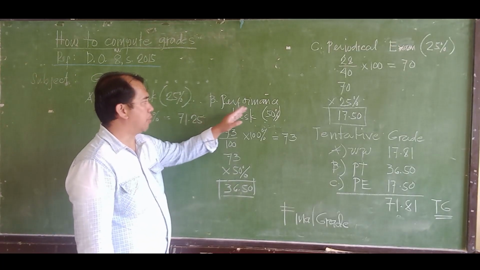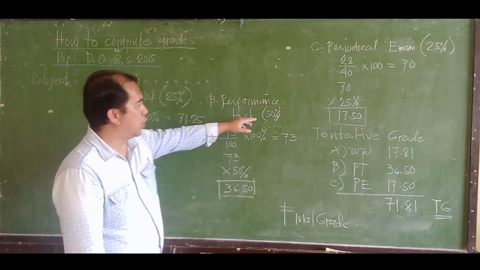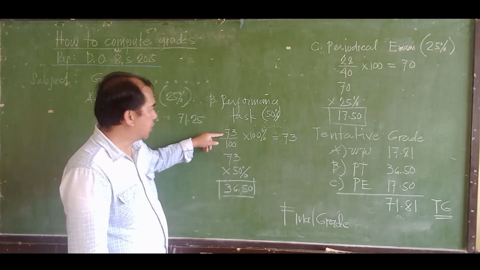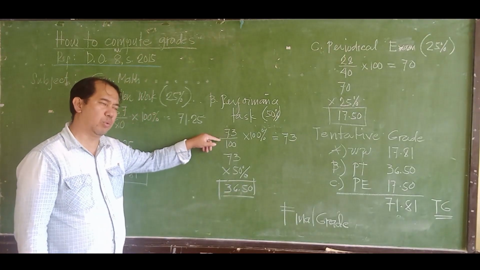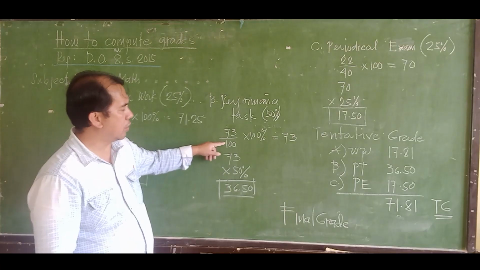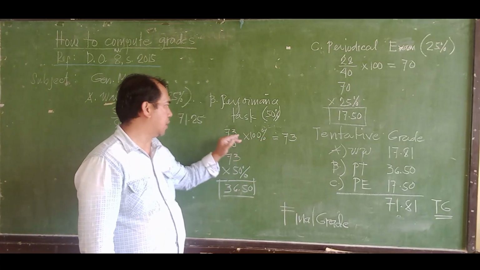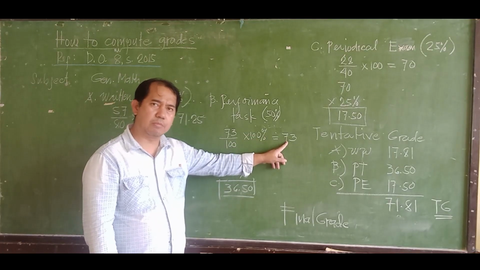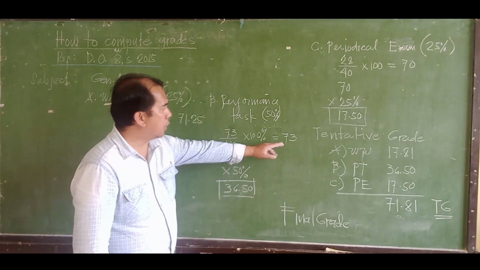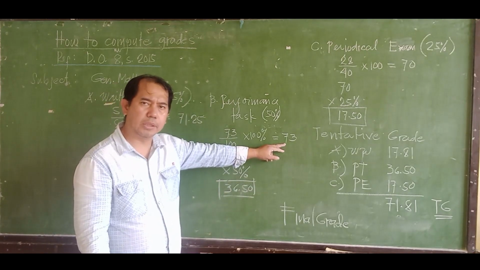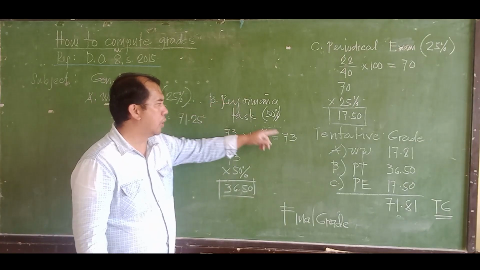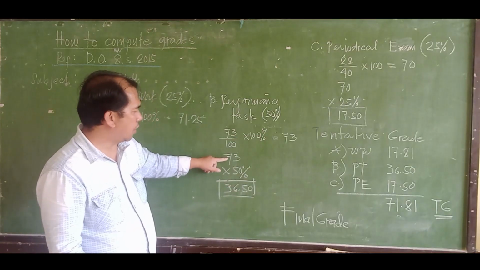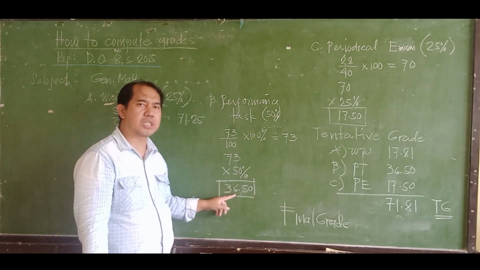Now another one is for the performance task, with a weight of 50%. Now how to get that one? This is the one that we computed a while back. That is the same as 73 over 100. Divided, it will give you 0.73, multiplied by 100, it will give you just the same 73. Now, this is actually the actual grade in the performance task. But what are we going to do? Get its equivalent of this 50%. So 73 multiplied by 50% will give you 36.50.